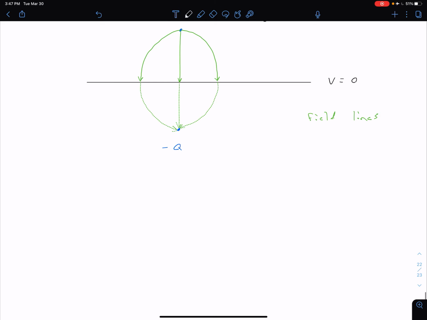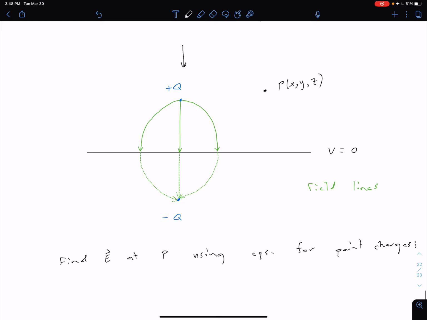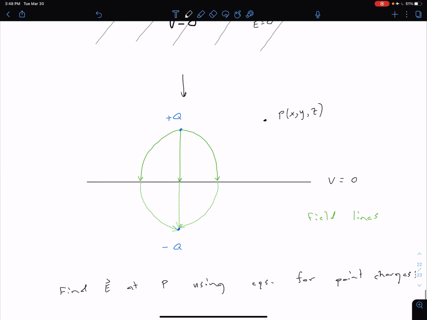So we can say, let's find E at P using our equations for our point charges that we looked at back when we started talking about electrostatics. So of course, if we're going to do that, we know we're going to need some distance vectors. So let me go ahead and draw in some distance vectors here. So we're going to need a distance vector from our q plus, and we're going to need a distance vector from our q minus. So we get something that looks like that. And so let's call this one up here, to be consistent with the notes, r1, and this distance vector r2.